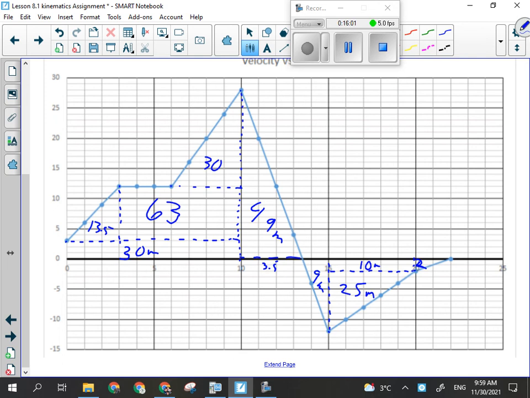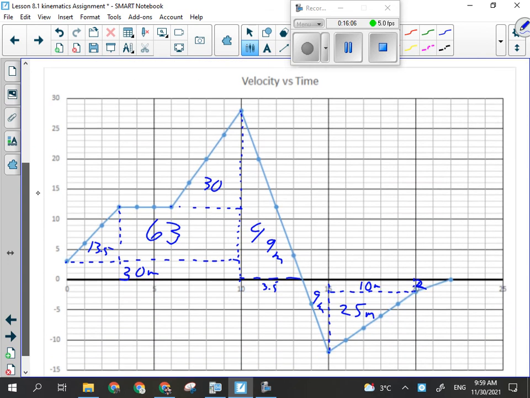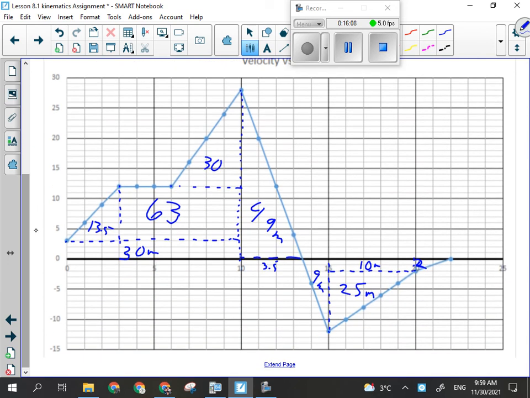Okay, and then the other thing it wants is the average velocity over the whole trip. All right, I keep all these numbers. I don't mess with any of these numbers except I make these ones all negative. Then I add them up again, and then I'll get my total displacement and divide it by my total time, which is 23 seconds.